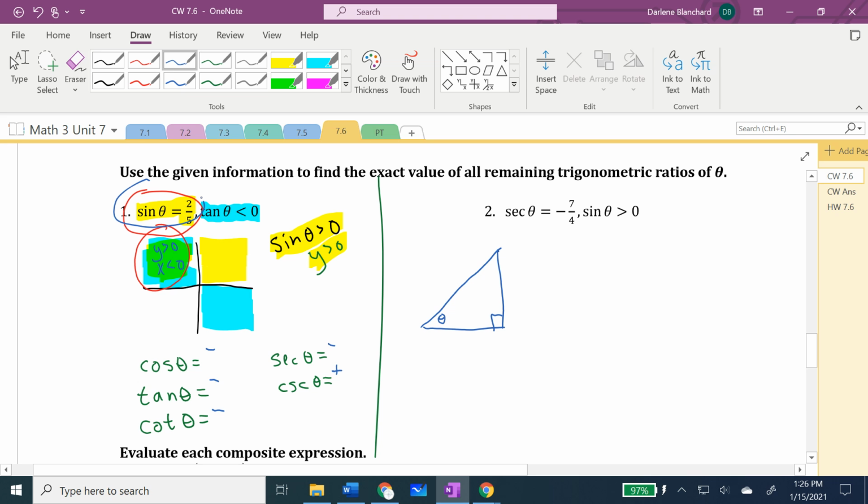Now, we have over here that the sine of theta is equal to 2 divided by 5. We also remember from right triangle trig that sine is equal to opposite over hypotenuse. That means for the side opposite the angle, you can say that the length of that side is 2. The hypotenuse is always opposite the 90-degree angle, and you can say that that hypotenuse is length 5.